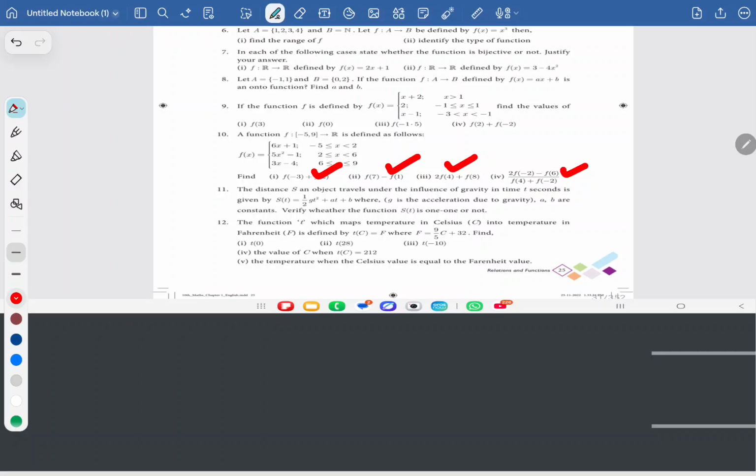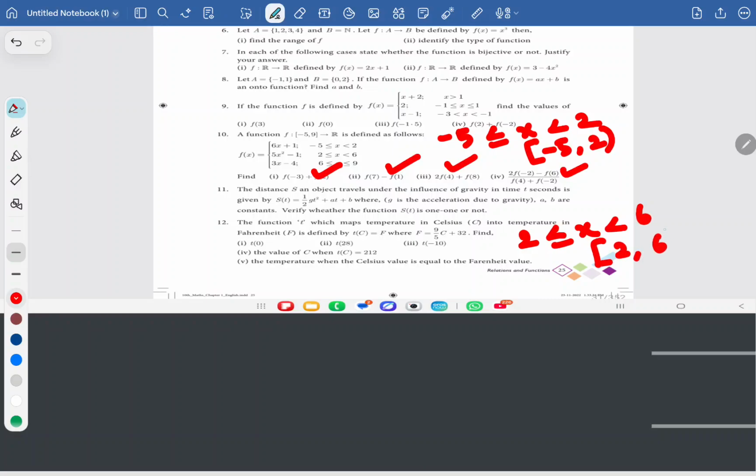Here f maps from the closed interval minus 5, 9 to the real numbers, defined as 6x plus 1 for minus 5 less than or equal to x less than 2, which is closed minus 5, open 2. Second, 2 less than or equal to x less than 6 means closed 2, open 6. For the last one, 6 less than or equal to x less than or equal to 9 means closed 6, closed 9.